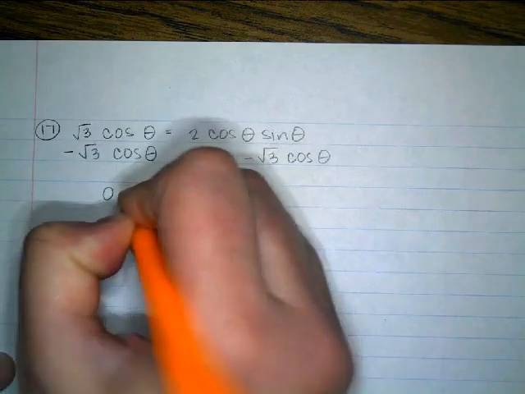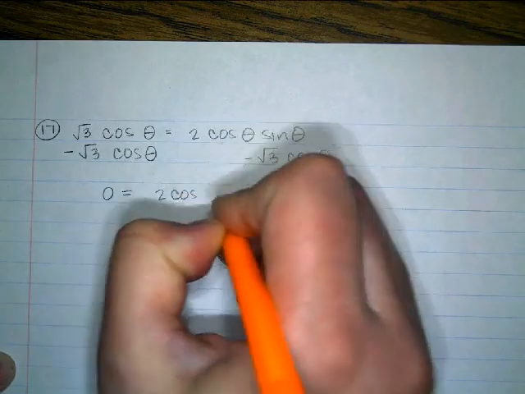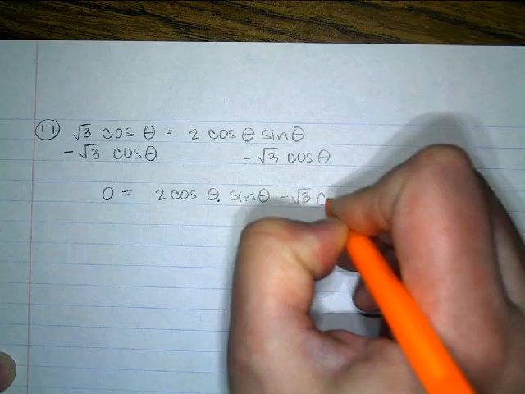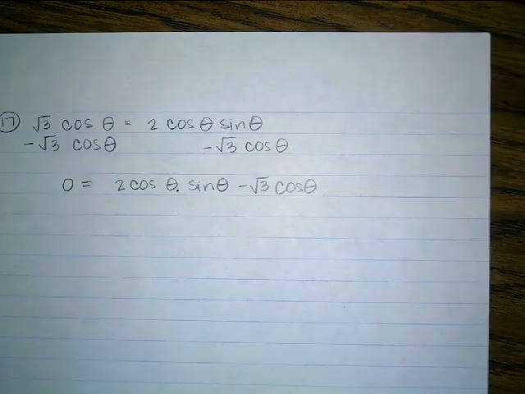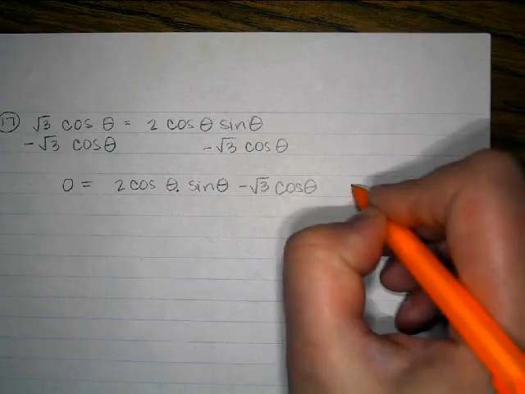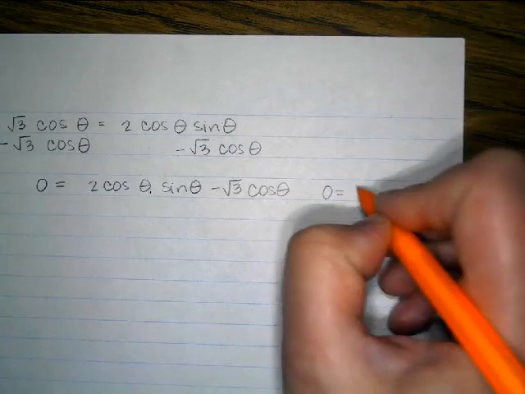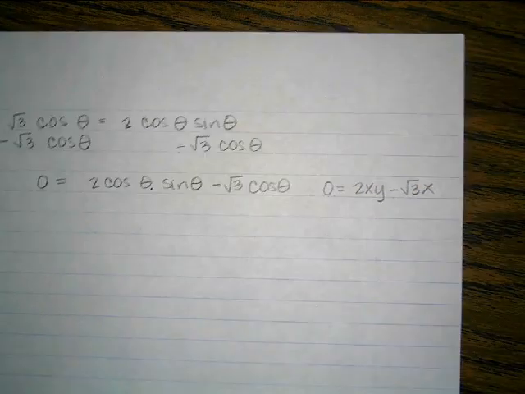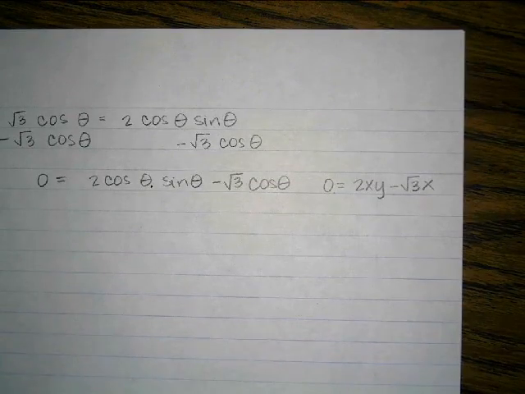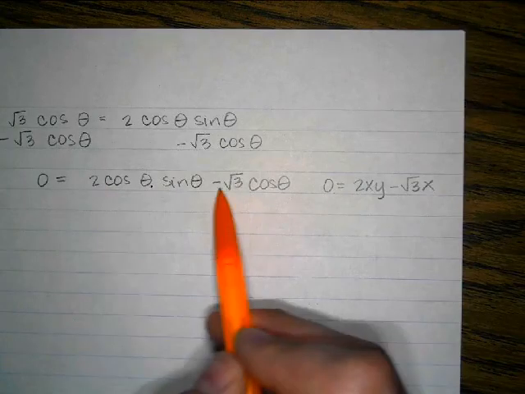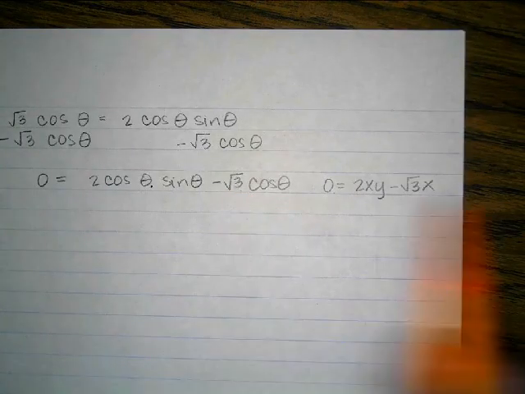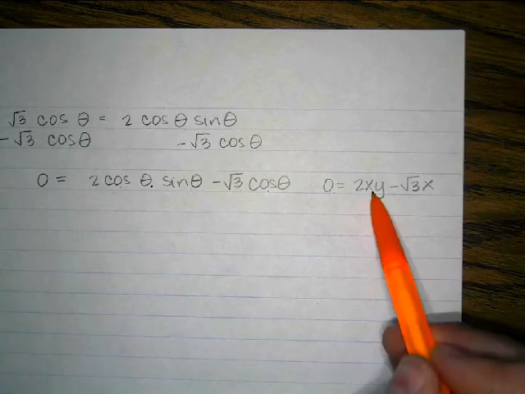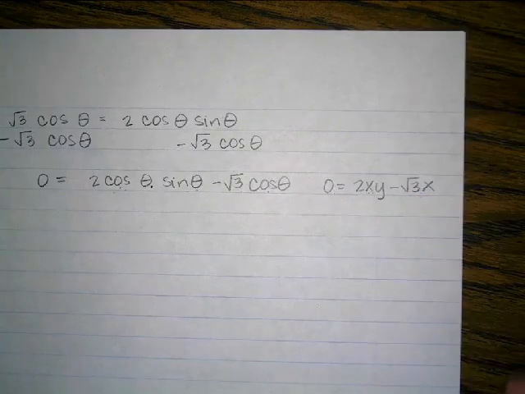Okay, so we've got 0 equals 2 cos theta sine theta minus root 3 cos theta. So what we're dealing with is something that looks like 2xy minus root 3x. That's basically what we're dealing with, factoring. If we look at this, there's obviously nothing in common with the numbers. We've got two variables happening here, one variable happening here. So if you look at the two different terms, can you see what's in common?